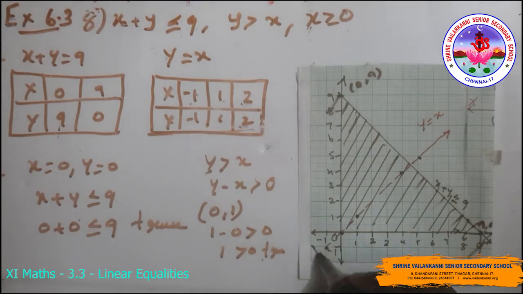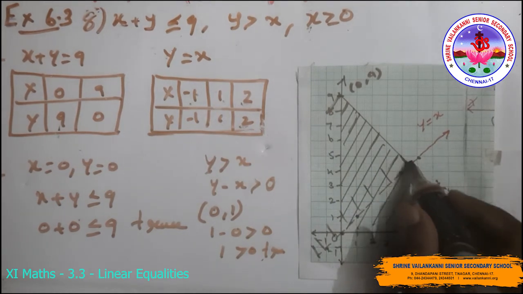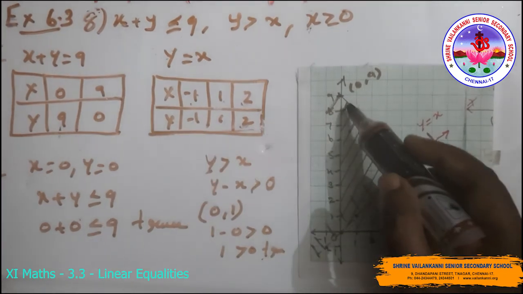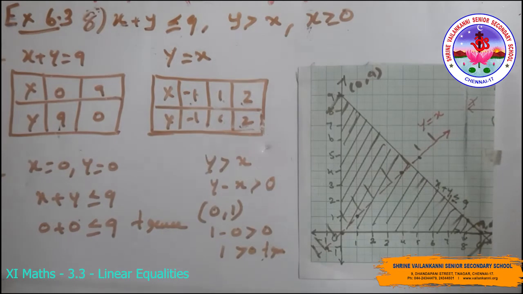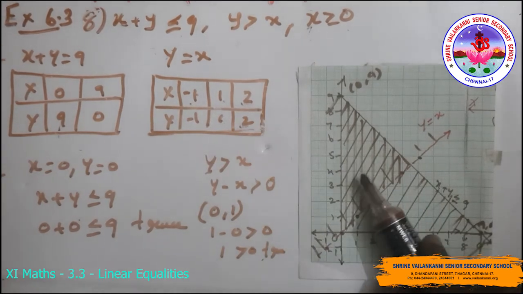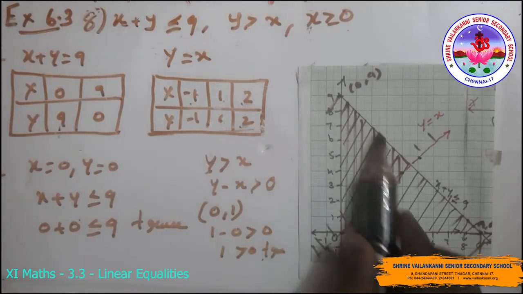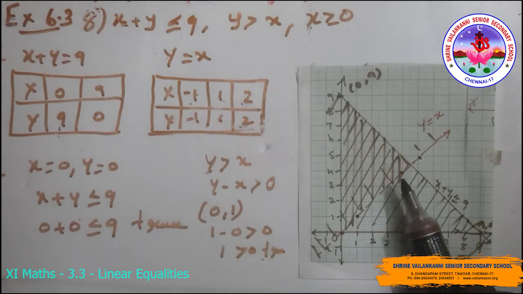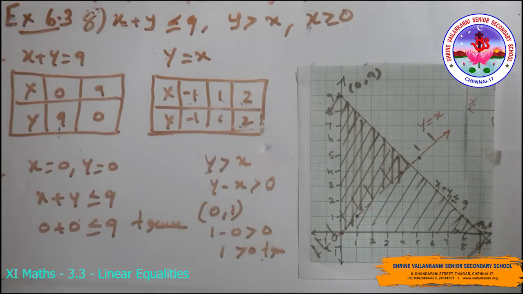So it lies towards the origin. So the common region of both the inequalities is this region, and inequality 3 represents the region on the right hand side of the line x is equal to 0, or y-axis, including y-axis. Hence the solution of the given system of linear inequalities is represented by the common region, including the points on the line x plus y equal to 9 and x equal to 0, and excluding the points on the line y equal to x.